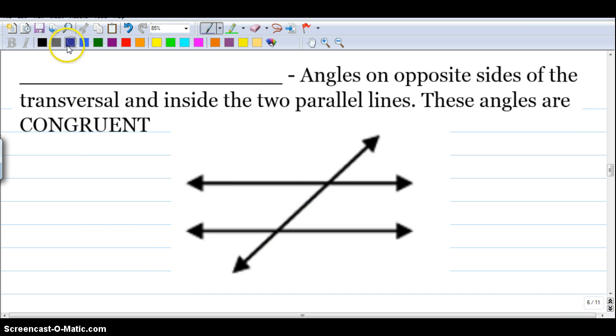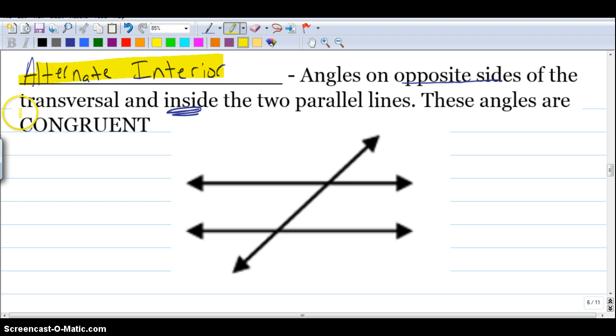The next one are alternate interior angles. Alternate interior angles are angles that are on opposite sides. In other words, one's on the left, one's on the right of the transversal. And since they are interior, they are on the inside of the two parallel lines. These angles are congruent. So again, alternate interior angles are congruent.